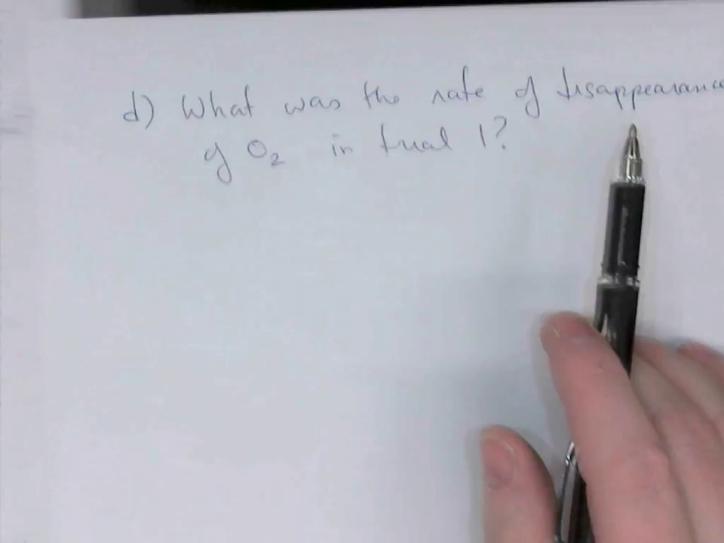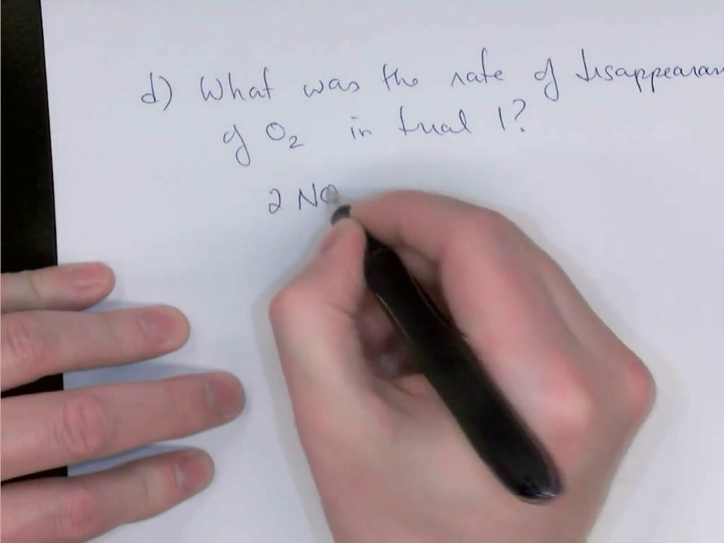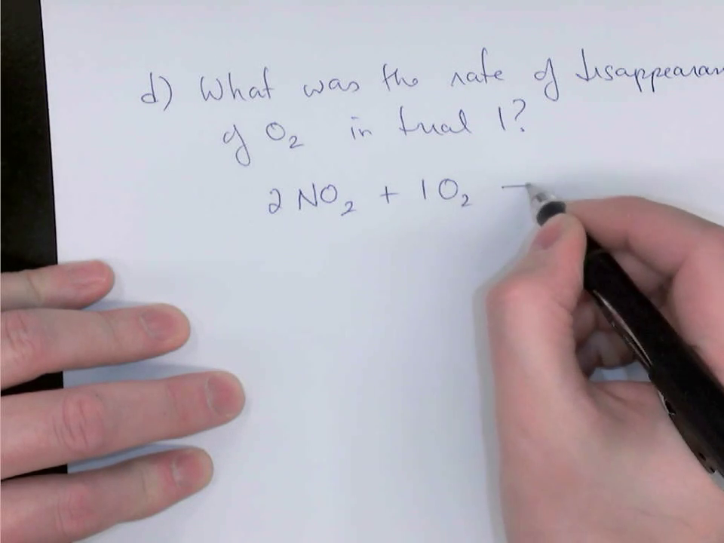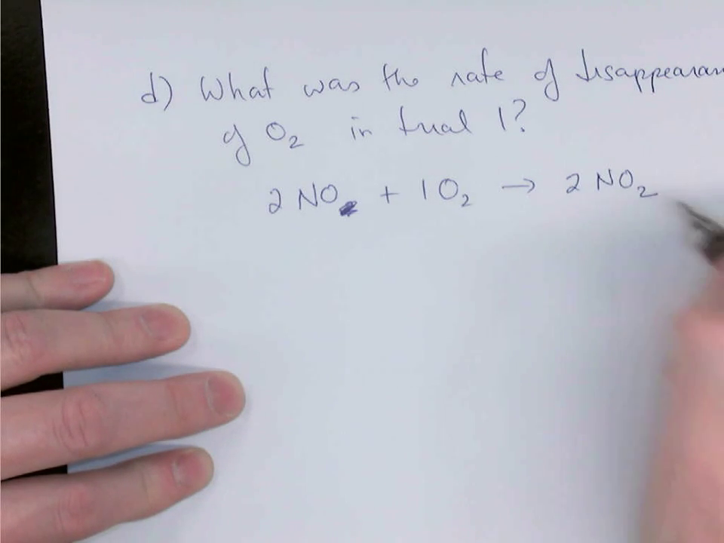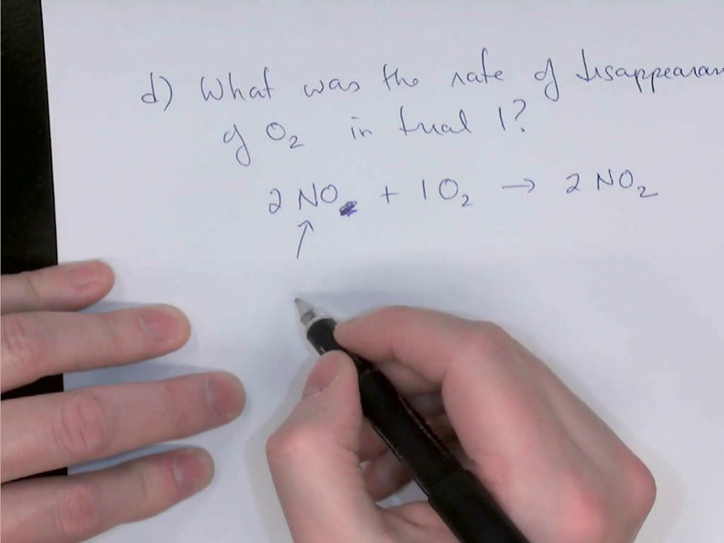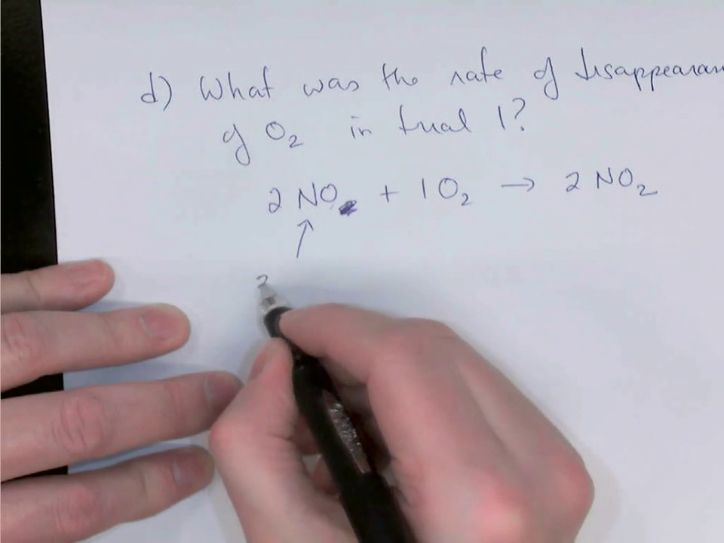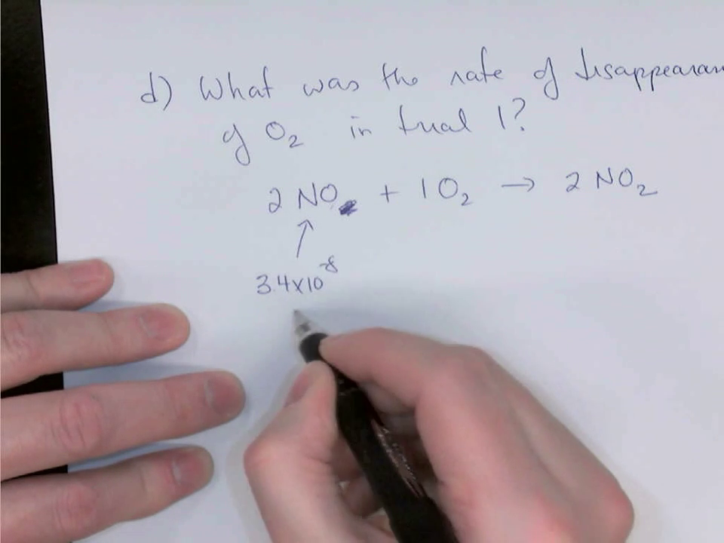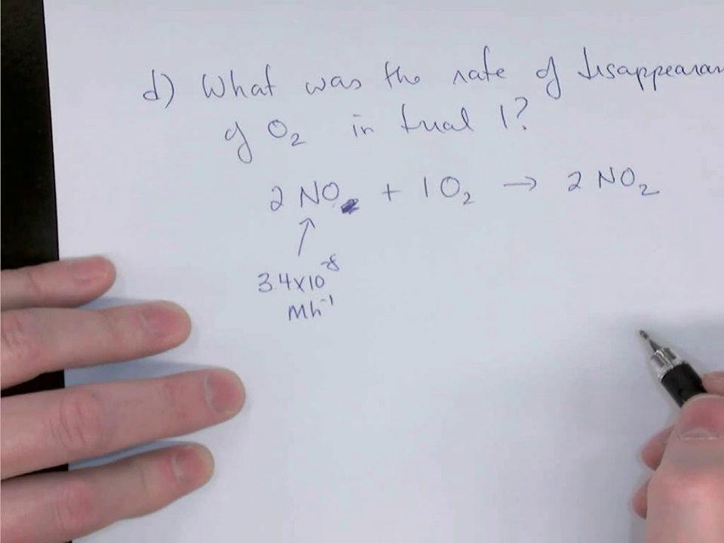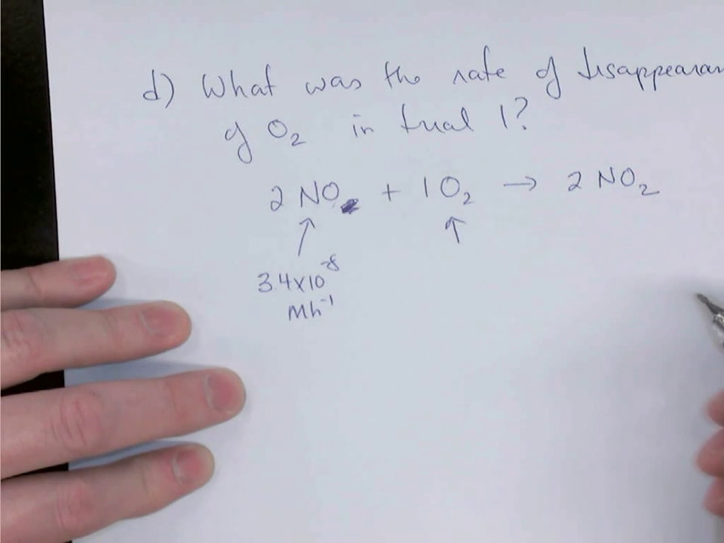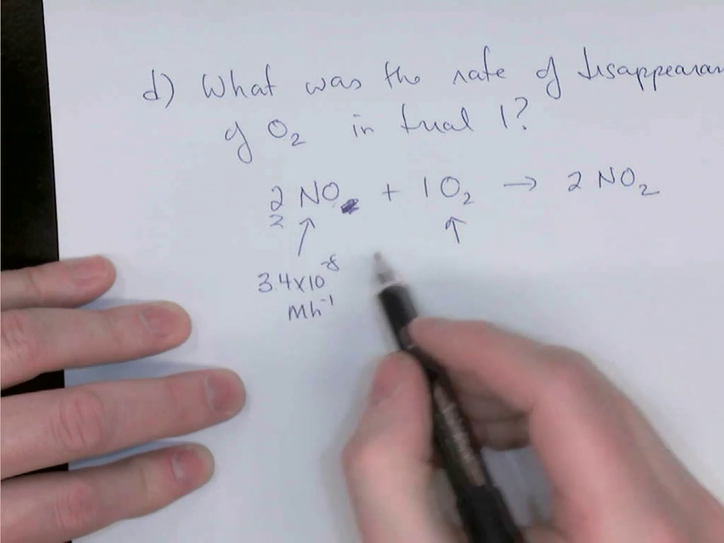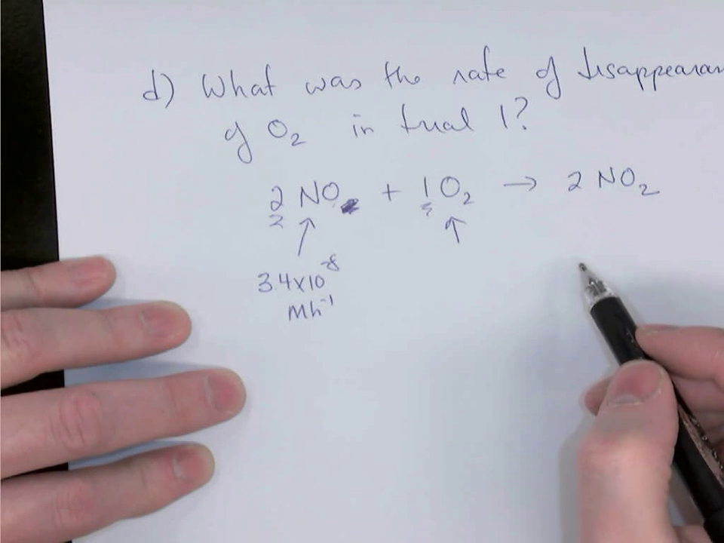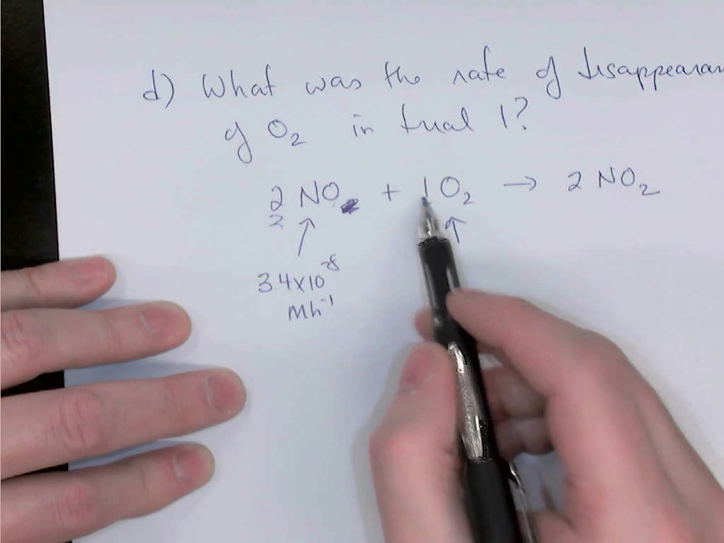Well, let's write that balanced equation down. 2 NOs reacted with 1 O2 and made 2 NO2s. We know that the rate in trial 1, based on the NO from our table, was 3.4 times 10 to the minus 8 molarity per hour. What's the rate of change, the rate of disappearance of the oxygen in that trial? The key is to look at the coefficients. Every time 2 moles of NO disappear, only 1 mole of O2 disappears. So the O2 is disappearing 1/2 as fast as the NO.